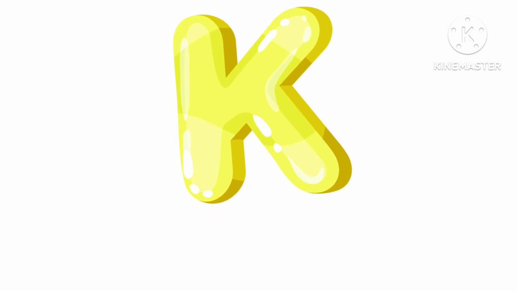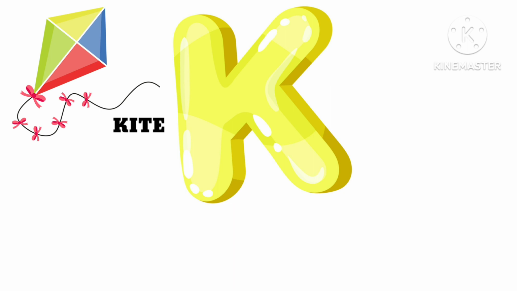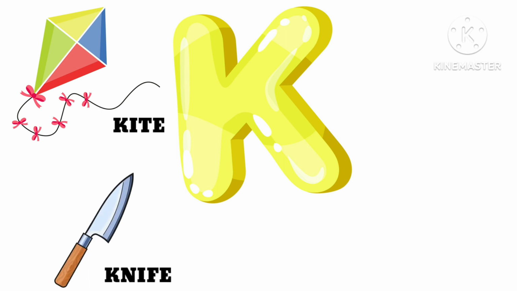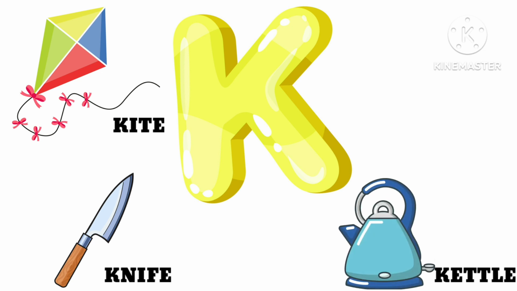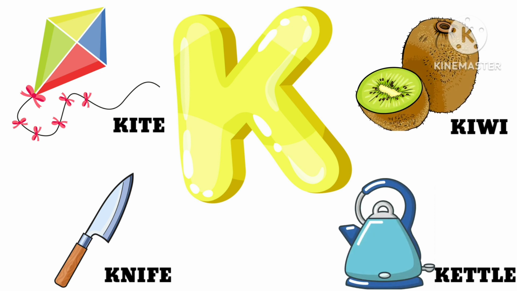This is alphabet K. K for kite. K for knife. K for kettle. K for kiwi.